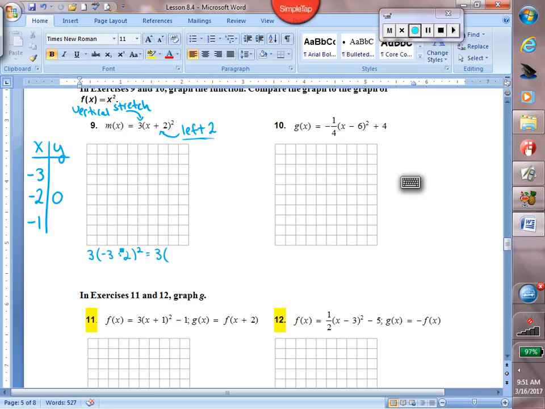We have to do what's inside the parentheses first. -3 plus 2 is -1. Exponents next. -1 squared is 1. 3 times 1 is 3. Now what should happen, if we have our vertex right, I'm just going to do a double check here. When I substitute -1 in for x, I should get the same thing that I got for -3. And we do. Here's my vertex, and this shows my graph is symmetric.